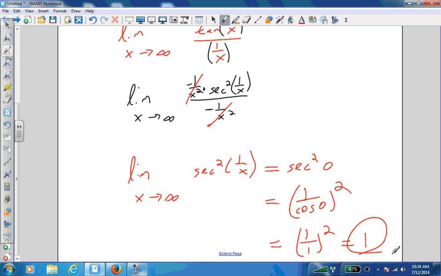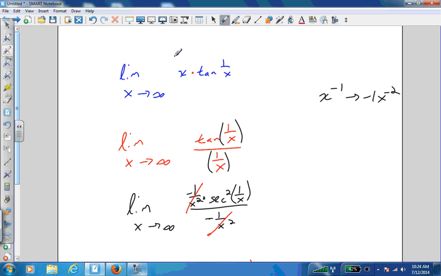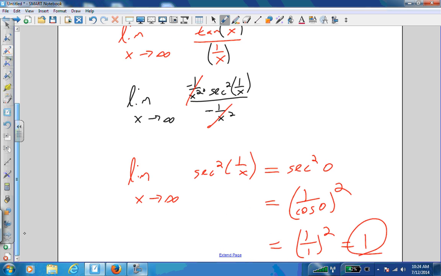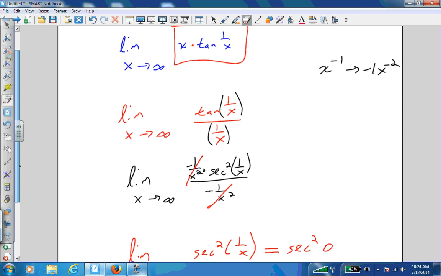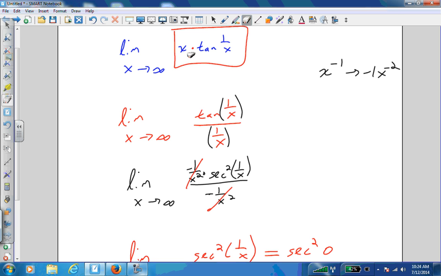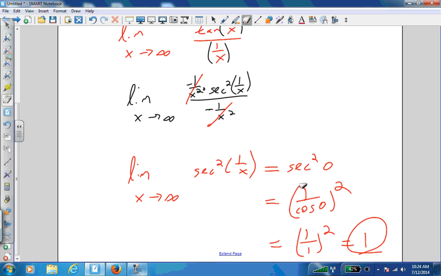Just remember, this function itself is not equivalent to our original function. So we're not saying that that and secant squared of 1 over x are equivalent, because they're not. But they do have the same limit. So the trick here was rewriting this as something that was rational. This is rational and indeterminate. So when we take the derivative of the top and the denominator, it turned out we got something that we could evaluate.